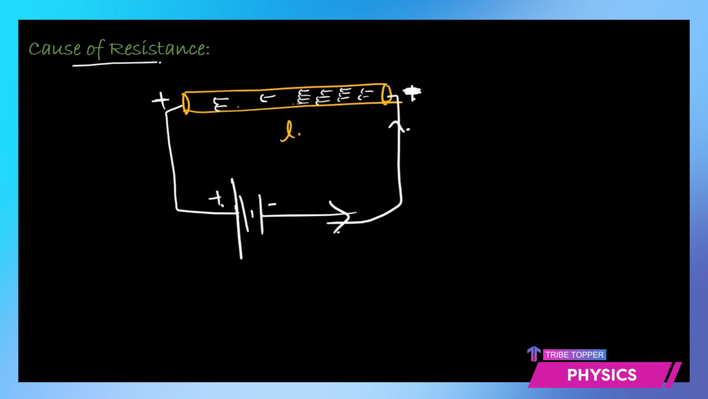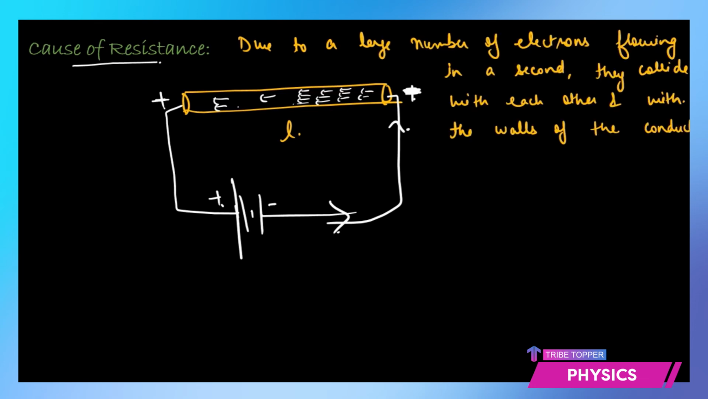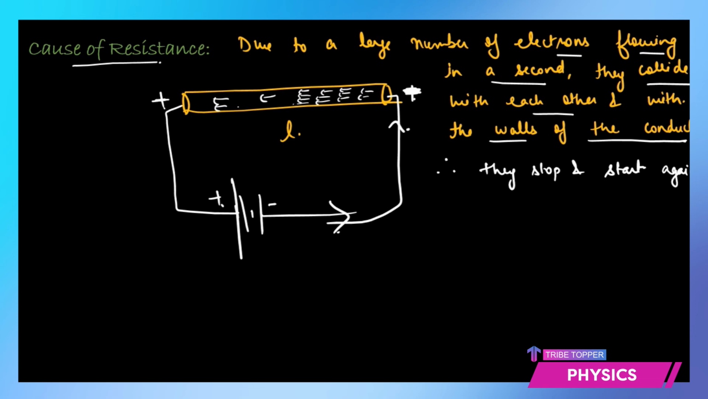But due to a large number of electrons flowing in a second, they collide with each other and with the walls of the conductor. Now, because they collide, they stop. So they stop and start again. That means there is an opposition being offered to their flow. They don't have a smooth flow. So the main cause of resistance is the collisions of the electrons.